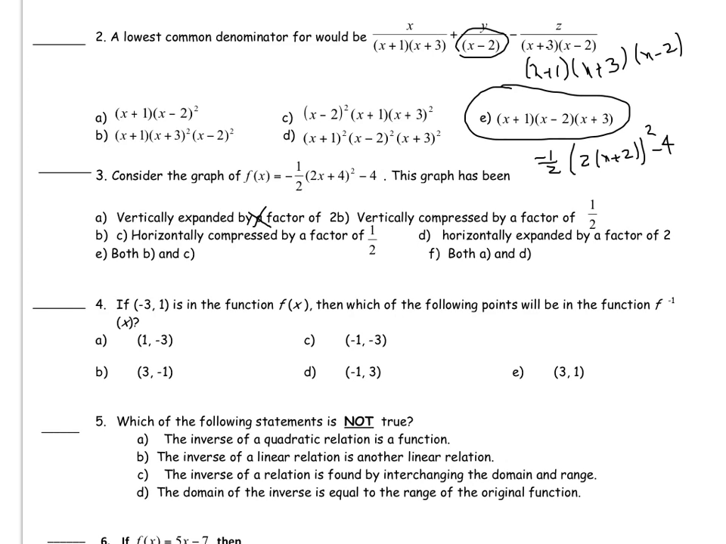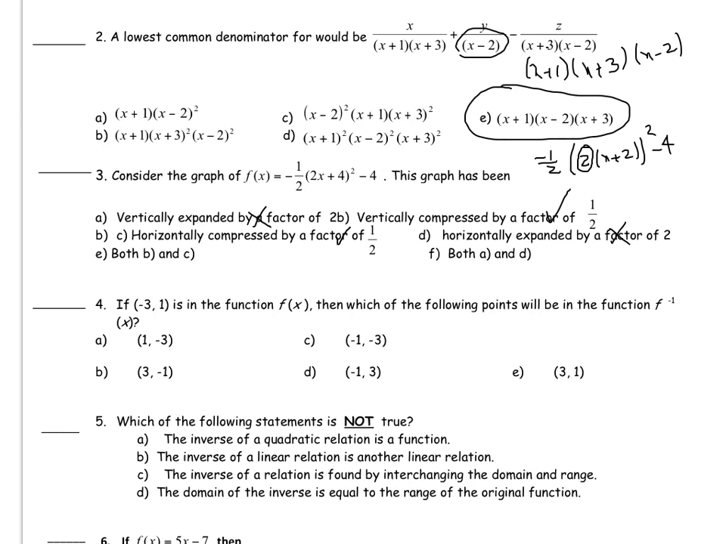Option B says vertically compressed by a factor of 1 over 2, which is correct because your a value is 1 over 2. Option C says that it's horizontally compressed by a factor of 1 over 2, which is correct because your b value is 2, so its compression factor is 1 over 2. And option D says horizontally expanded, which is incorrect because your b value is greater than 1.